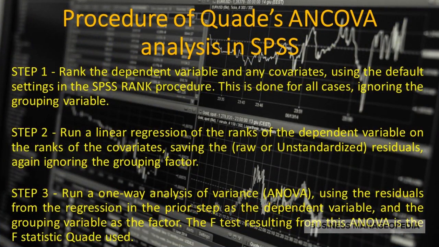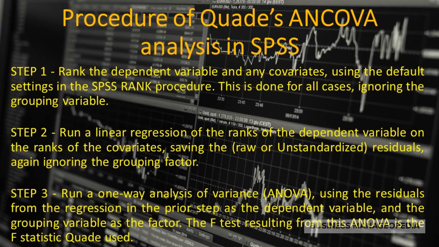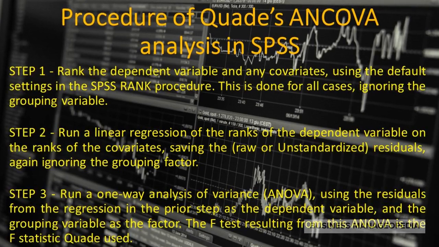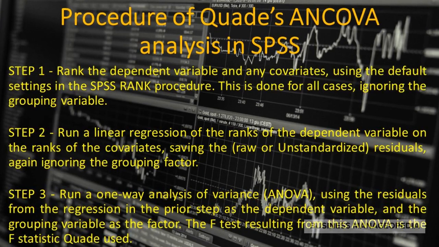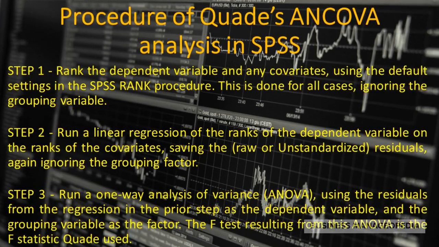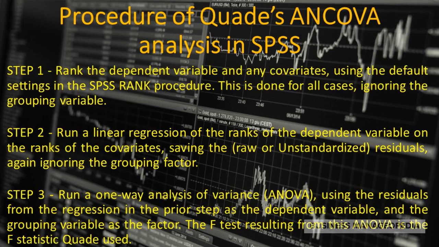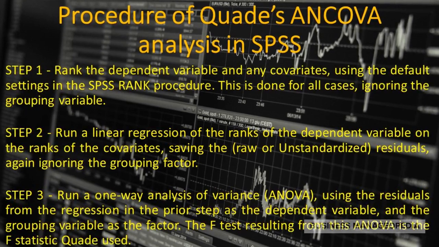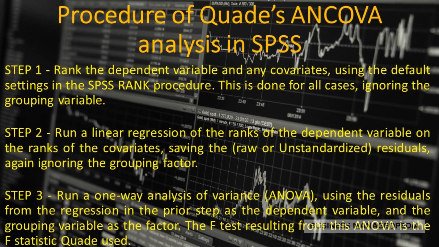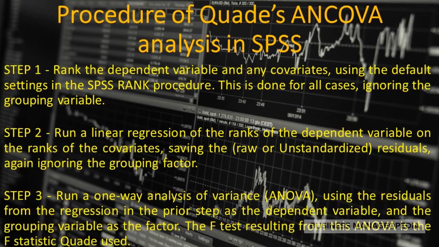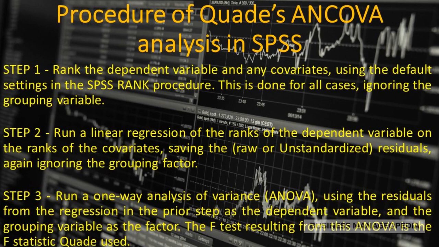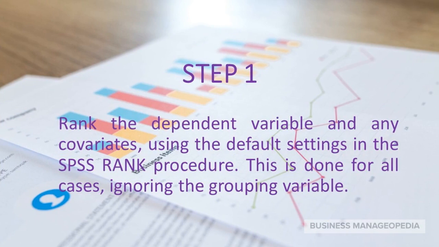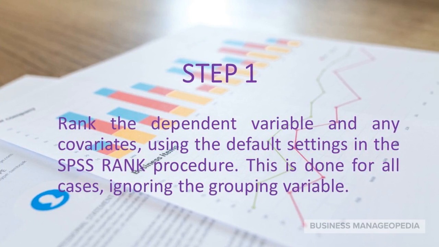The procedure of Quade's ANCOVA analysis in SPSS involves a three-step process. In step 1, we rank the dependent variable and any covariates using the default settings in the SPSS rank procedure. In step 2, we run a linear regression of the ranks of the dependent variable on the ranks of covariates, saving the residuals. In step 3, we run a one-way ANOVA using residuals from regression as the dependent variable and the grouping variable as the factor. Now we are going to discuss these three steps one by one.